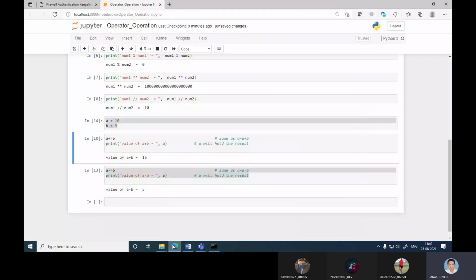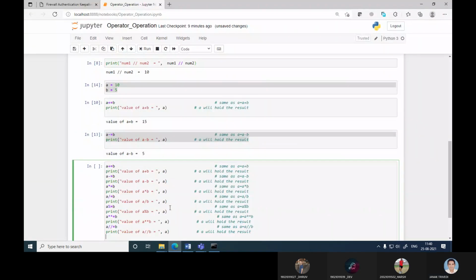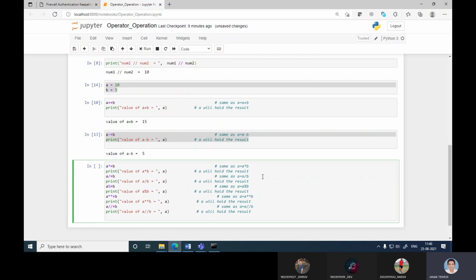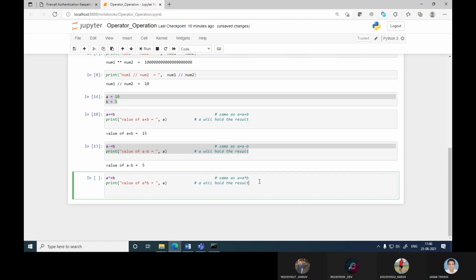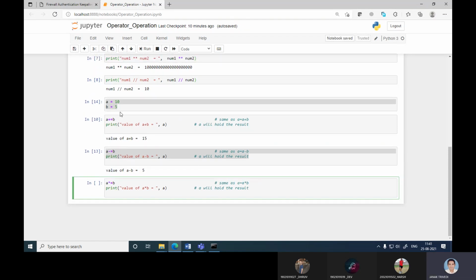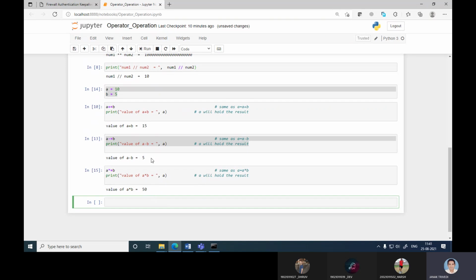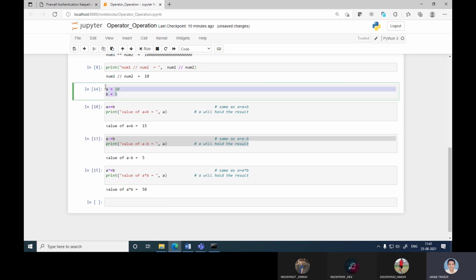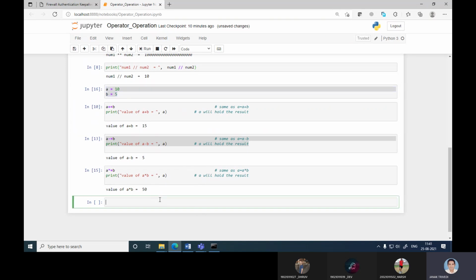So now third example, a and b done. Now already done this. And a multiply equal to b, that is a equal to a multiply by b. We run this value, so 10 into 5. Okay, so once again we run this value. So now you can check here, the line also changed.